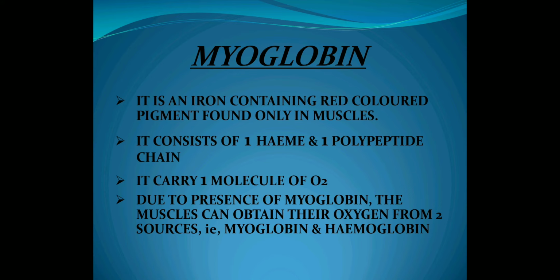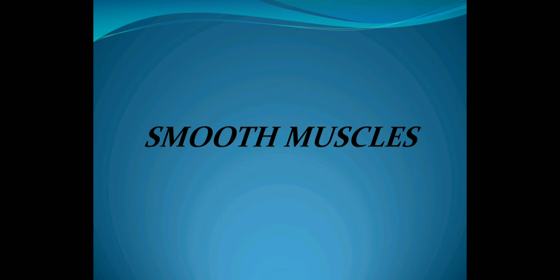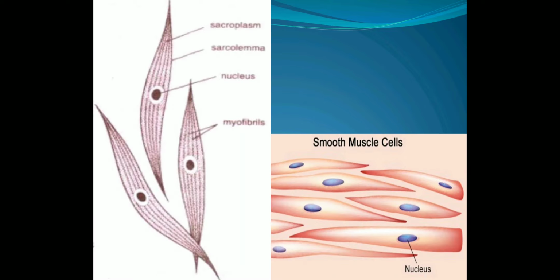Now coming towards the next type, that is smooth muscles. If you see the diagram, you'll find these muscles are present in the form of sheets, or you can say layers. Each muscle cell is spindle shaped, or you can say fusiform. You can see the shape, it is pointed from either side and broad in the center, that is spindle shaped or fusiform, whereas skeletal muscle was cylindrical type.